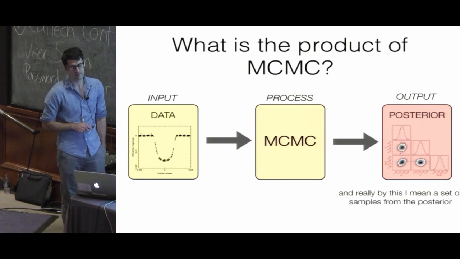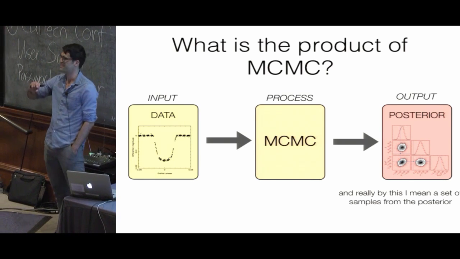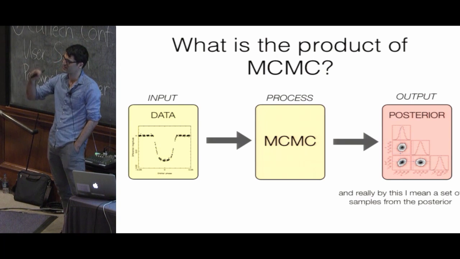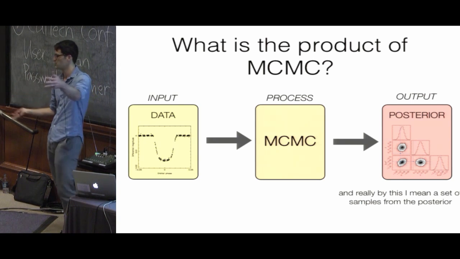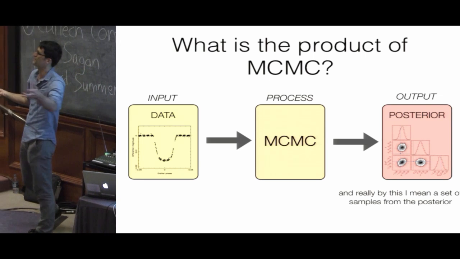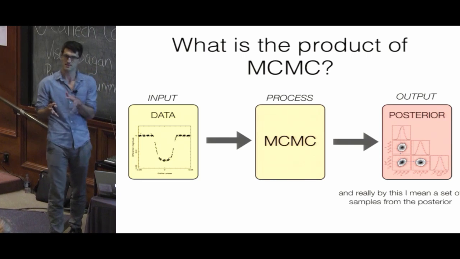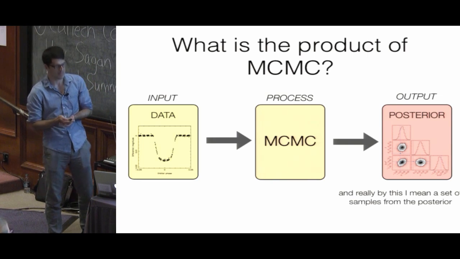And when I say posteriors, I really mean a set of samples of posteriors. Normally with MCMC you get a huge ASCII text file, maybe, just full of samples drawn from the posteriors. That's really the product that you get, the output you get from an MCMC.